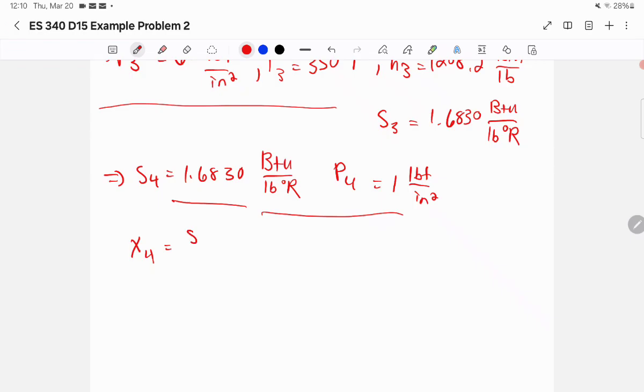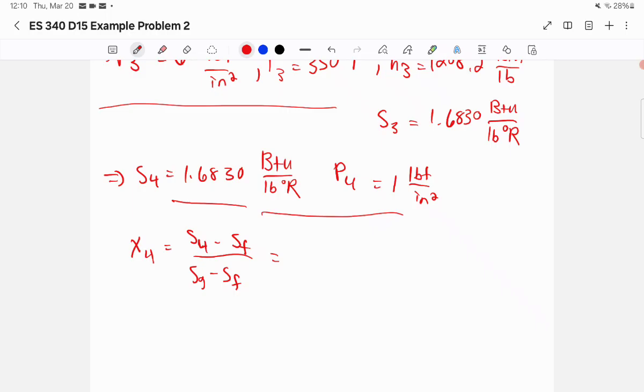So that's going to be S4 minus SF, in this case, over SG minus SF. I probably should label those with 4s so that it's not confused with an earlier part of the problem, but I'm going to trust that you can figure out that those are from the same part of the table as S4 is.